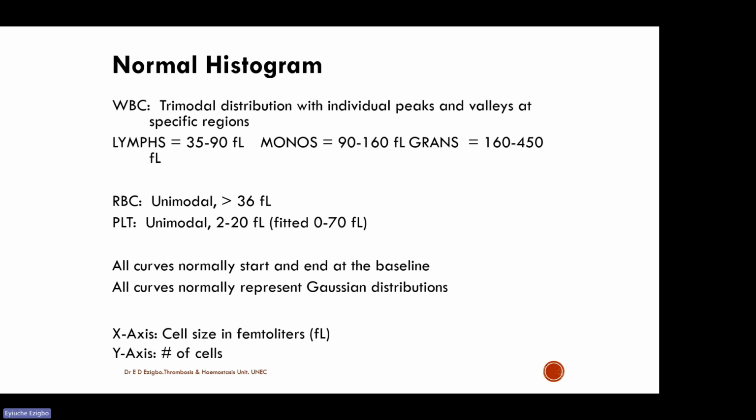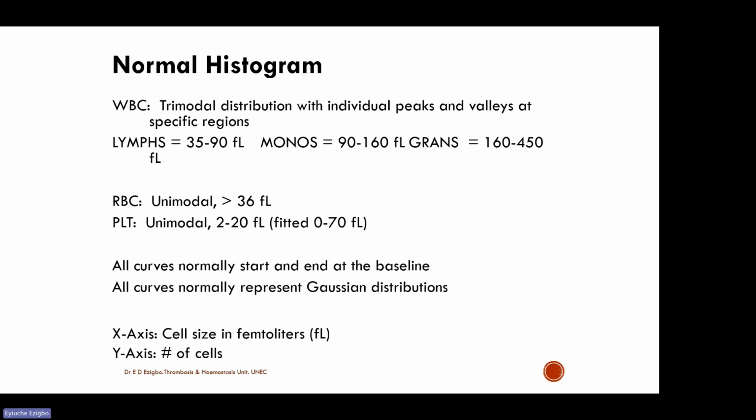Okay, for RBC, it should be unimodal, one peak, on the histogram. The platelet is also unimodal. All curves normally start and end at the baseline. All curves normally represent a Gaussian distribution. The x-axis is cell size in femtoliters, the y-axis is the number of cells.